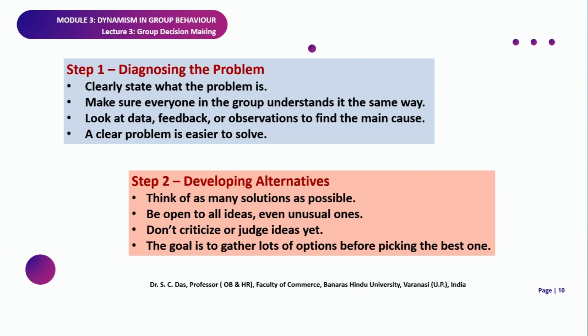In diagnosing the problem, we clearly state what the problem is. Make sure everyone in the group understands it in the same way. Look at data, feedback, and observations to find the causes. A clear problem is easier to solve. Then what kind of internal data and observations you have, these are all equal points. Developing alternatives means being open to all ideas, even unusual ones. Don't criticize or judge ideas yet. The goal is to gather lots of opinions before picking the best one. So developing alternatives is also one of the great concerns.